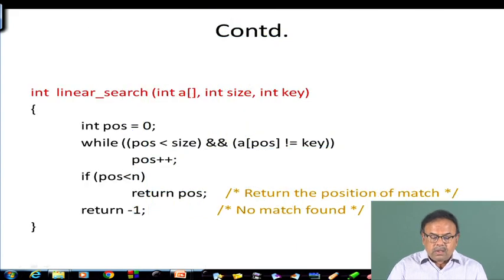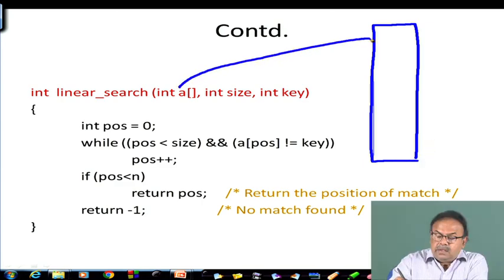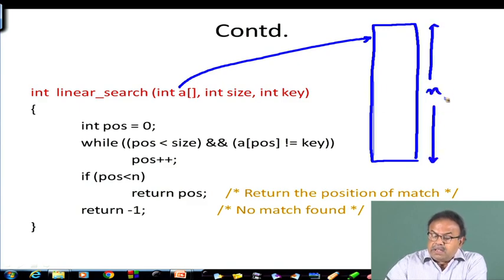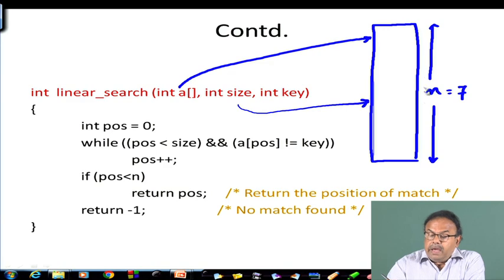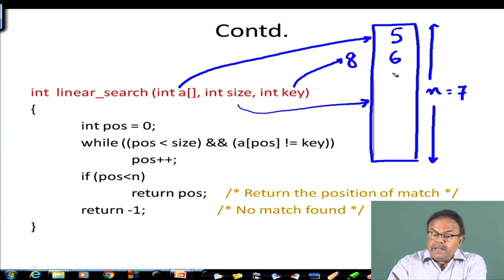How will that function look? Let us see what things I need. I have an array, so I need to know which array I will be working with, and that is this array A. And what is the size of the array? N, whatever that is, 7 in the example I was showing. After I compare 7 elements, if I do not find the key, then the search is unsuccessful. The other thing is the key, for example 8, which I am finding in this array of numbers.